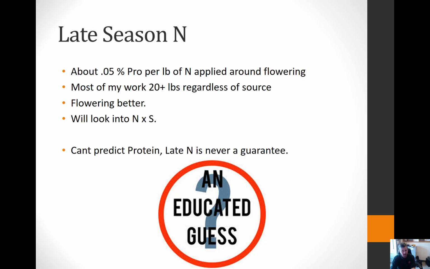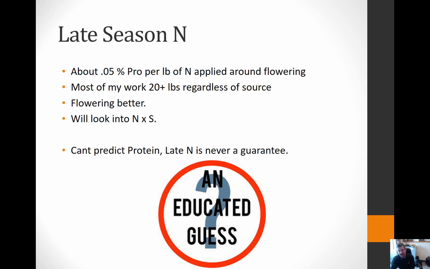We have flag leaf plus sulfur, anthesis nitrogen, and anthesis nitrogen plus sulfur. We're looking at all those ways we can increase protein and at what level we get the biggest bang. Again, we cannot predict protein. Late N is never a guarantee, and I'll go back to that.